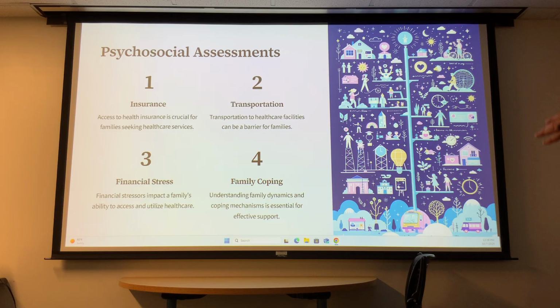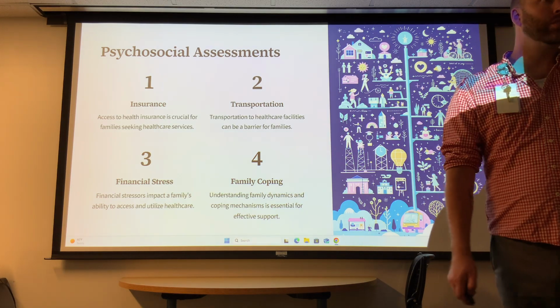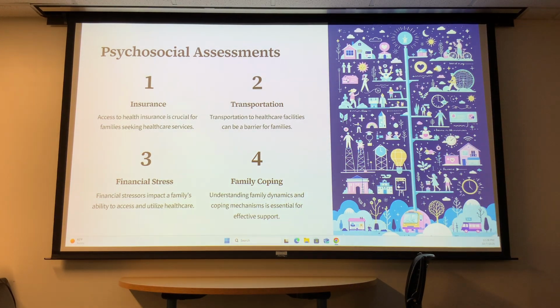We kind of touched on this piece a little bit when we're looking at getting that comprehensive history, right? Those socioeconomic pieces. We're looking at psychosocial pieces. So, do they have insurance or are they uninsured? Do we need to figure out a way to get them insurance?